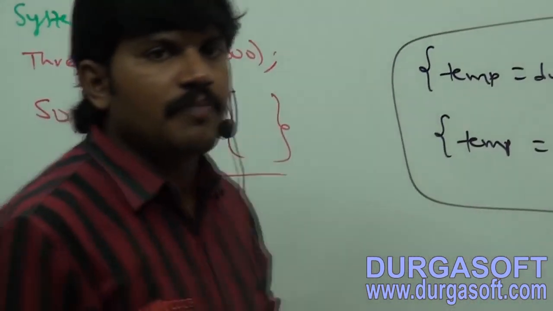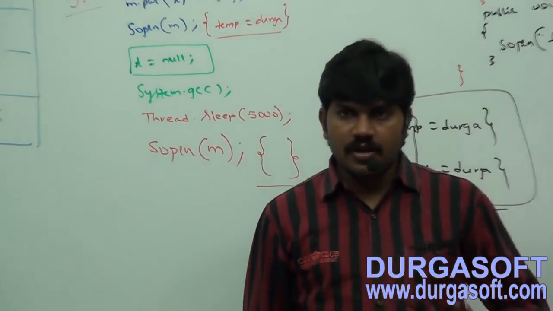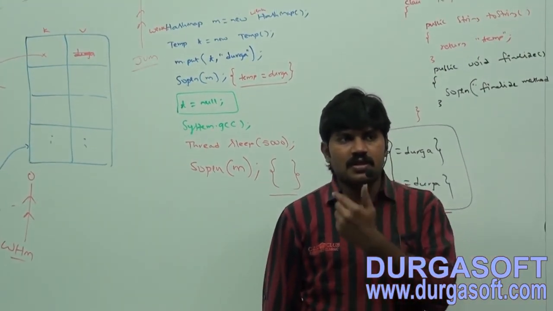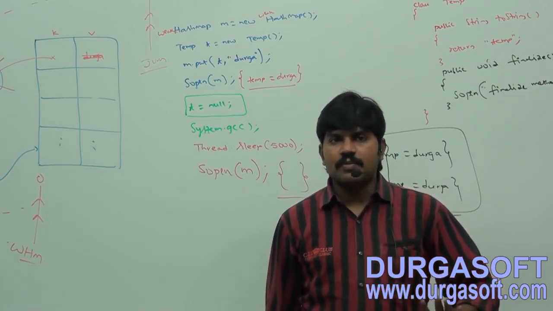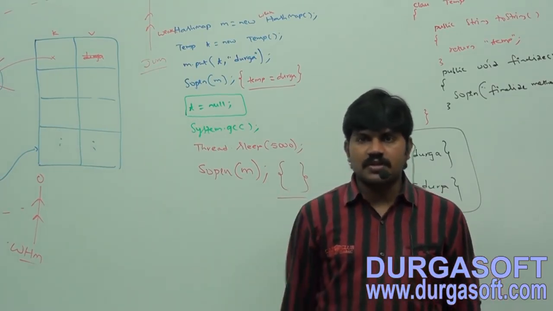This is about weak hash map. Normal hash map, weak hash map. Observe the difference, right? Are you able to understand? A small difference, like identity hash map, normal hash map, linked hash map, normal hash map, all are with small differences, right? Okay, that's all.